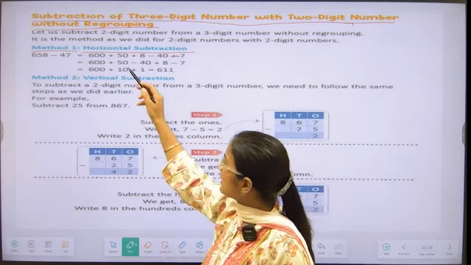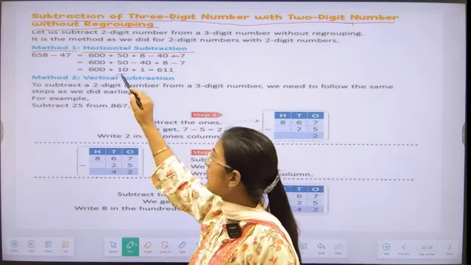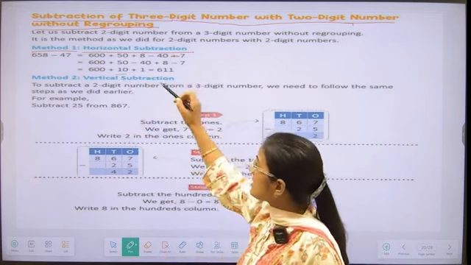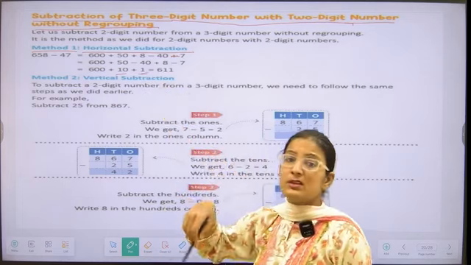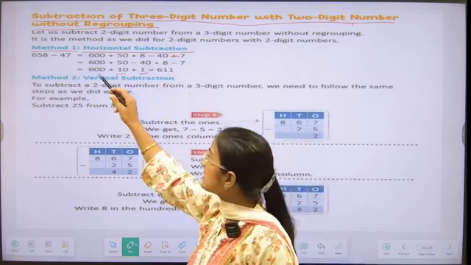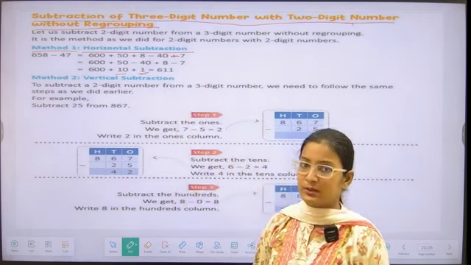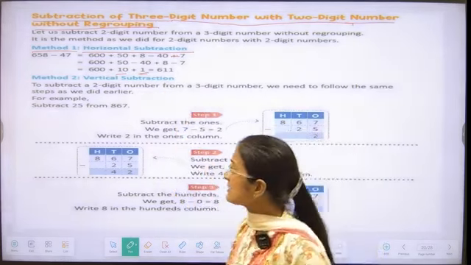So if I subtract 4 tens from 5 tens, I get 1 tens, and 7 ones from 8 ones, I get 1 one. So our difference will be 611, students. Let's understand our next method.